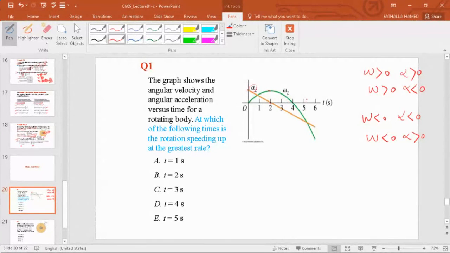But if you look at 5 here, your alpha is negative and your omega is negative. And this is the biggest for alpha. When alpha gets bigger and bigger, that means the change is bigger and bigger. And that's why it will be at the greatest rate at t equal to 5 seconds. Is this clear? So here you can say speeding, and here slowing, same thing, speeding, and here slowing. Okay, is this clear?